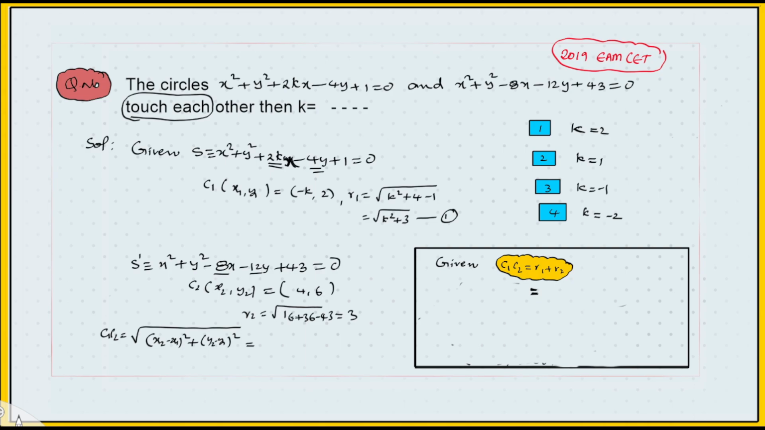R2: 4 4s are 16, 6 6s are 36. That is 52 minus 43, root 9. And the square root of 9 is 3. Next, what about C1C2? Root over (x2 minus x1) whole square plus (y2 minus y1) whole square.